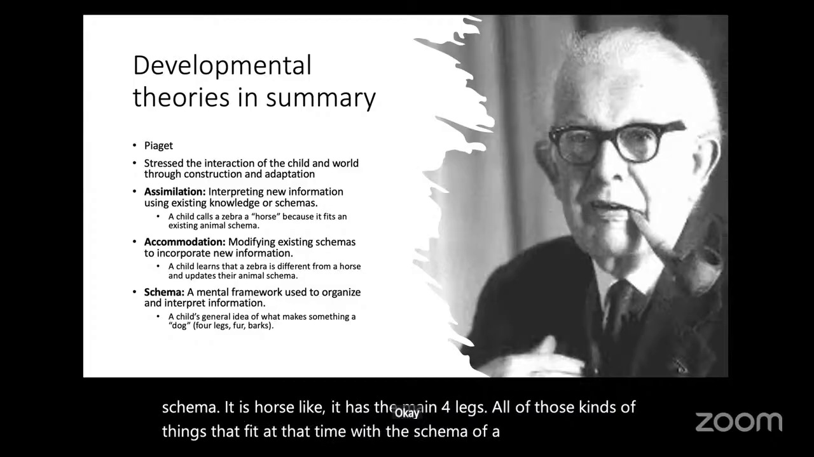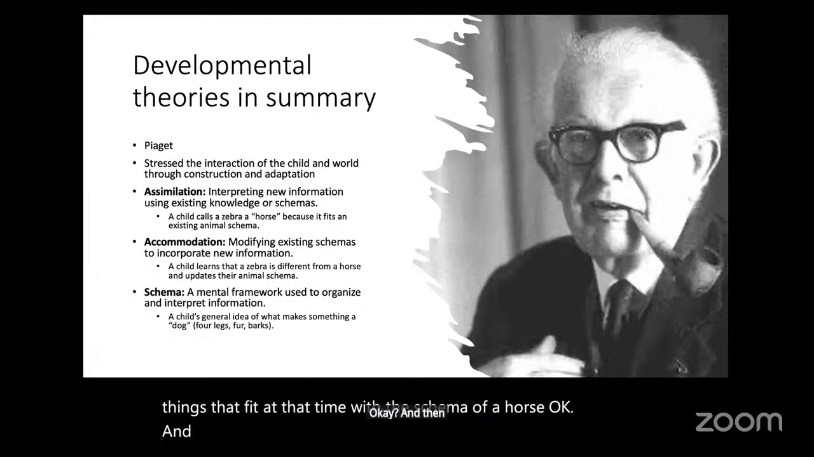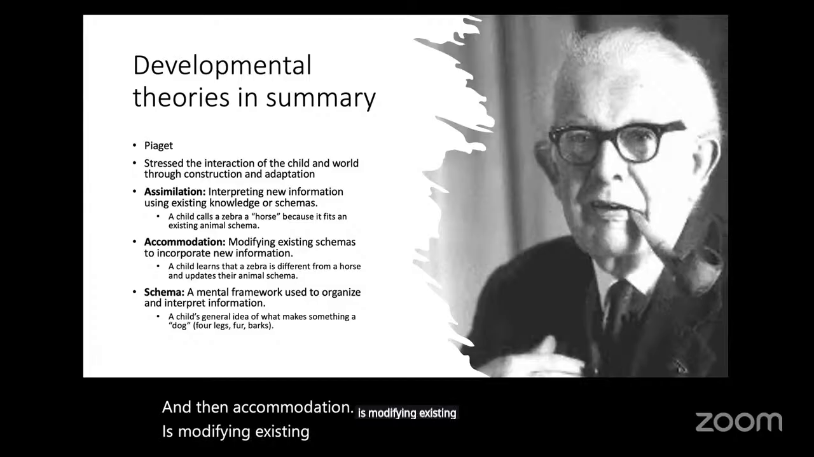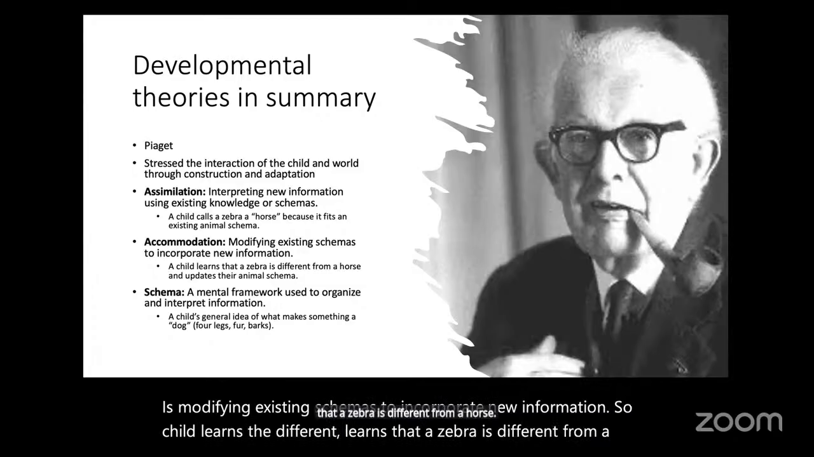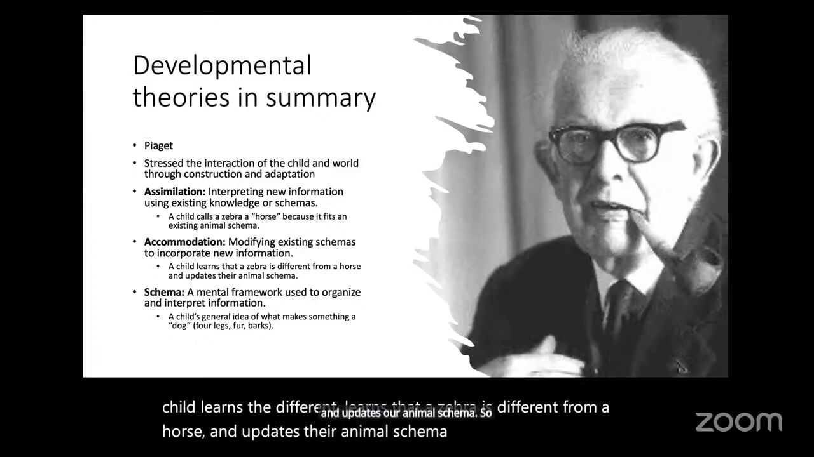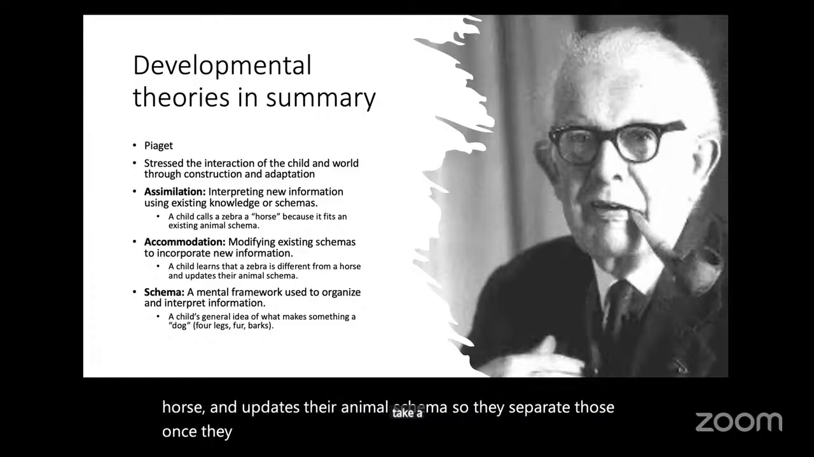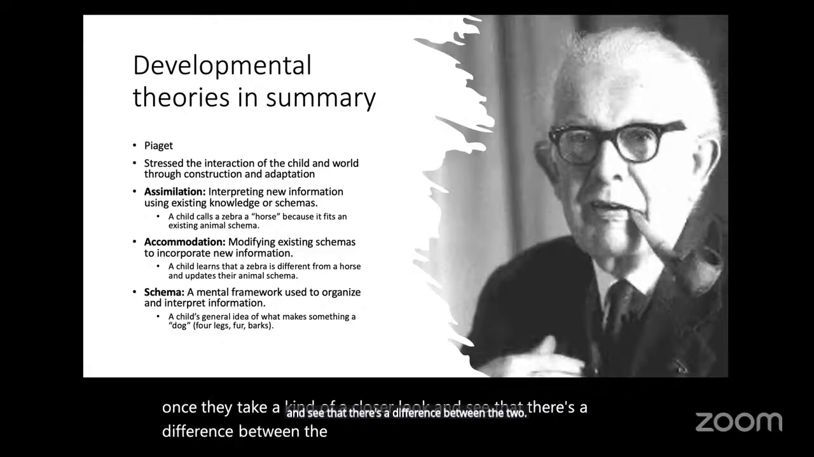And then accommodation is modifying existing schemas to incorporate new information. So a child learns that a zebra is different from a horse and updates their animal schema. So they separate those once they take a closer look and see that there's a difference between the two.